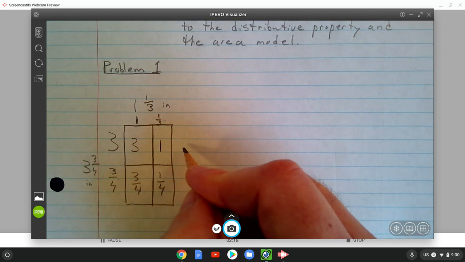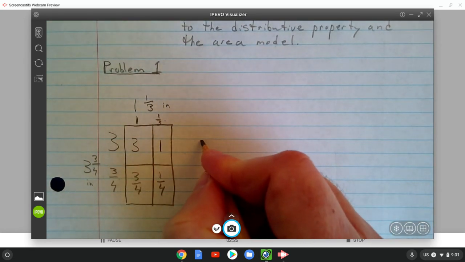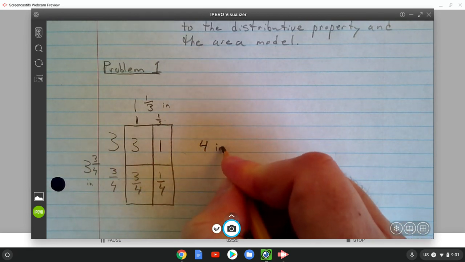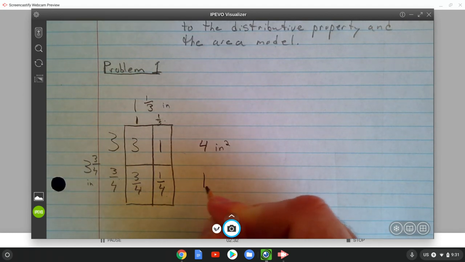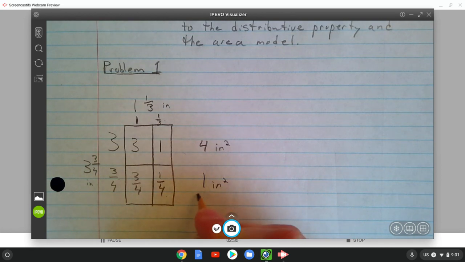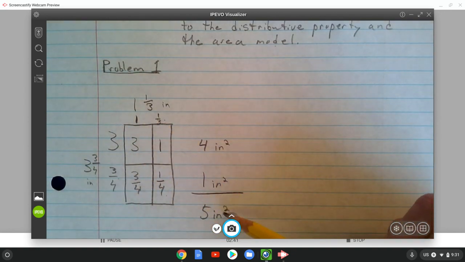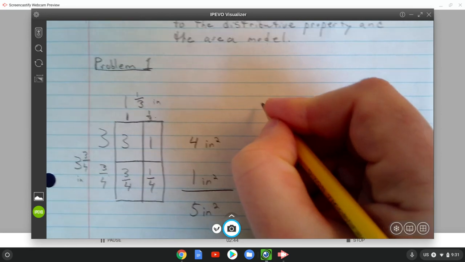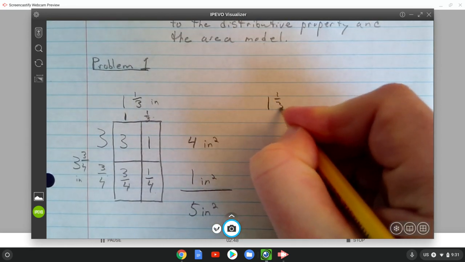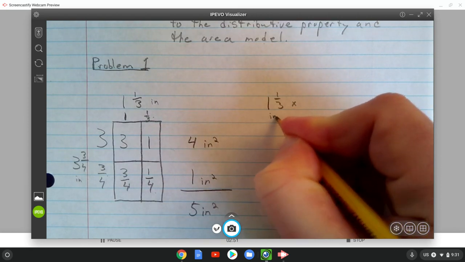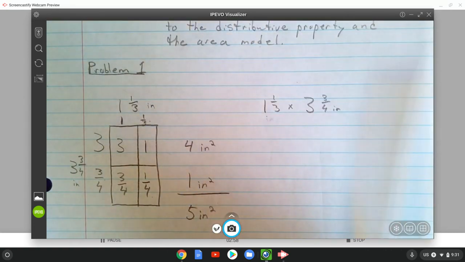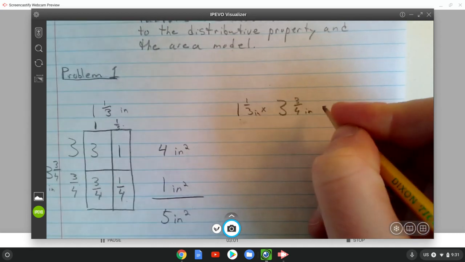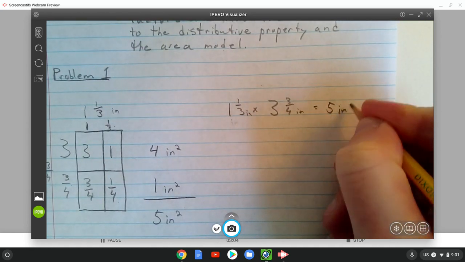When we did it back in earlier modules, we added across. So this would be 4, in this case, square inches, and 3/4 and 1/4 is 1 square inch, and then add those together, and you get 5 square inches. So the area of this is 5 square inches. Really, what have we got? We multiplied 1 1/3 inches times 3 3/4 inches, and we got 5 square inches.